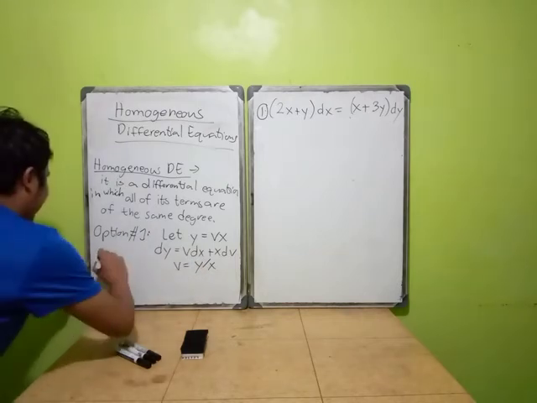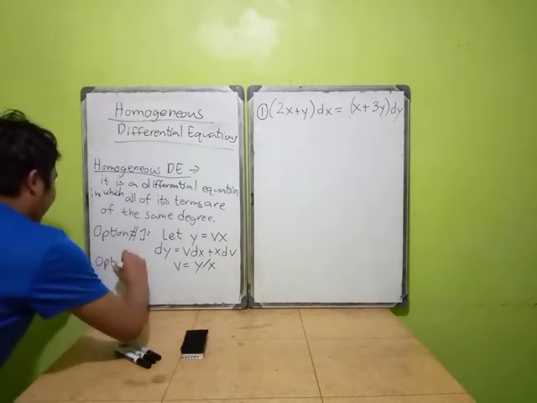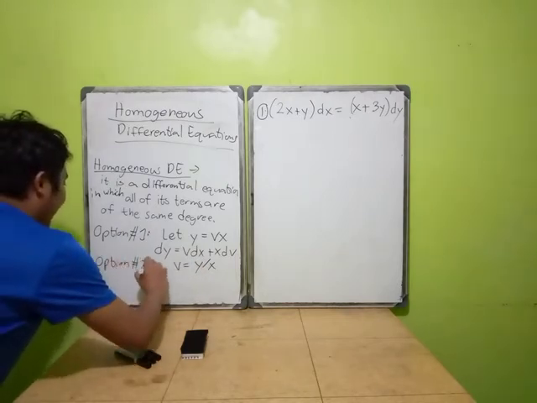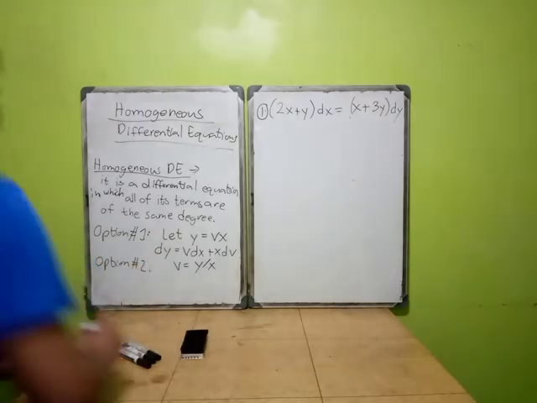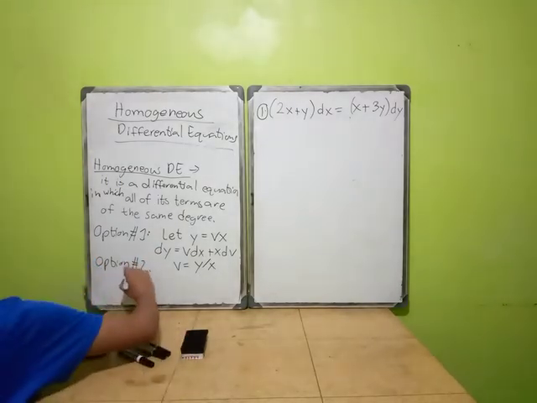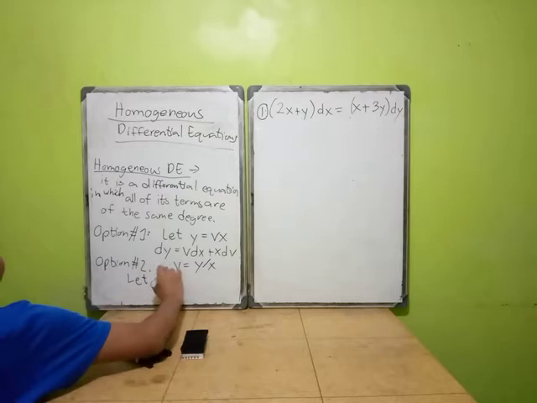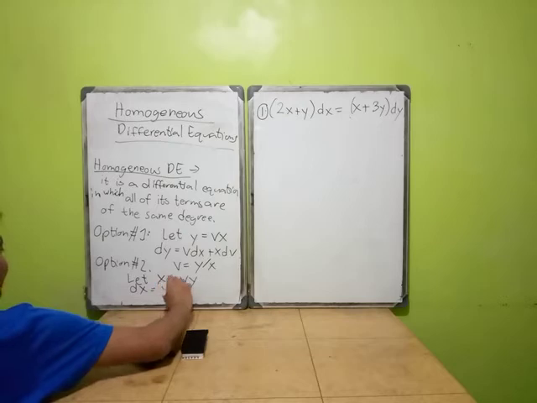Okay, so option number 2 natin. Pwede rin ganito yung gawin mo. So instead na let y is equal to vx, you can also assume let x is equal to vy, into which your dx is equivalent to v dy plus y dv.